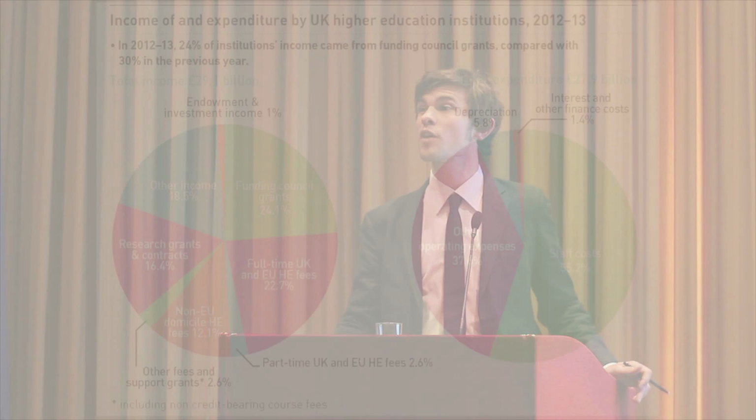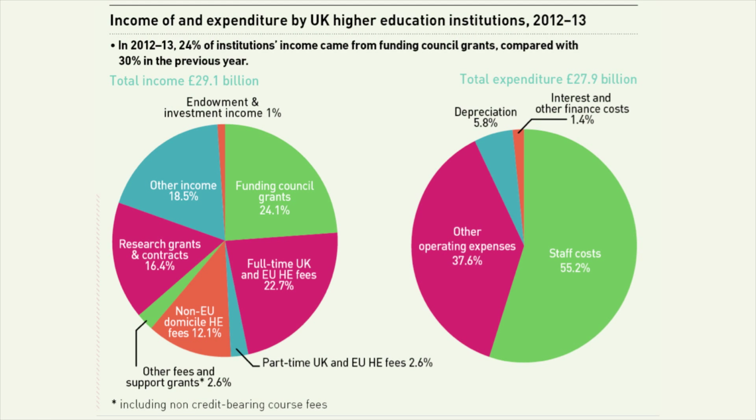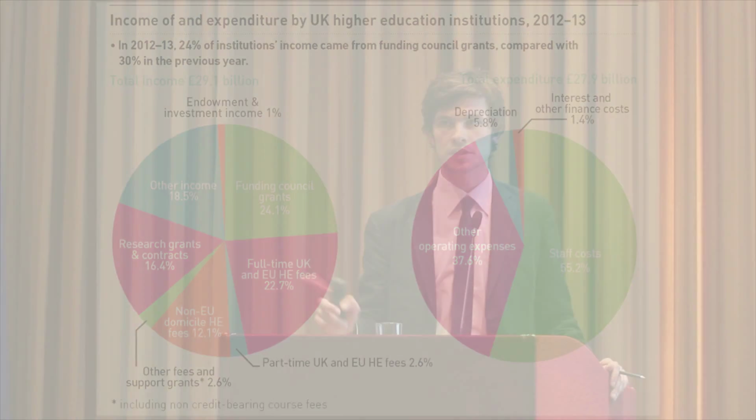Then you'll see in the orange box down here, this is non-EU students. Now this makes up 12% of the sector's total income, which is a significant amount. But in addition, it's an amount that can go up and down a lot more than other elements. So this is an interesting area of policy, particularly because the current government is keen to reduce immigration, and students are bracketed in that context.